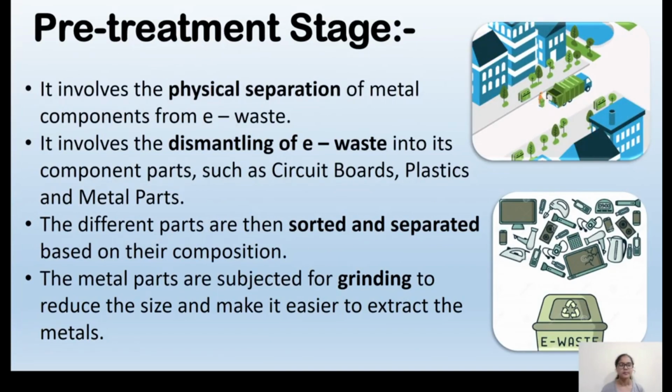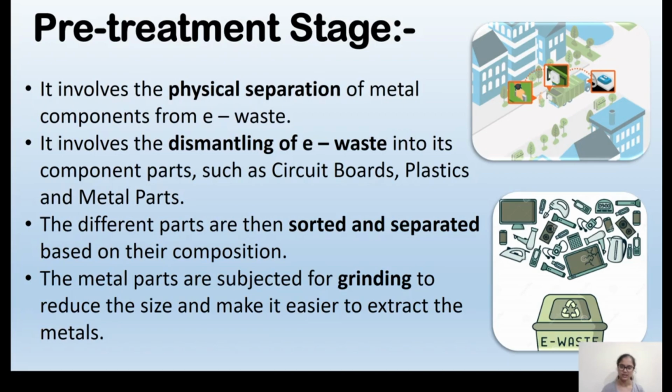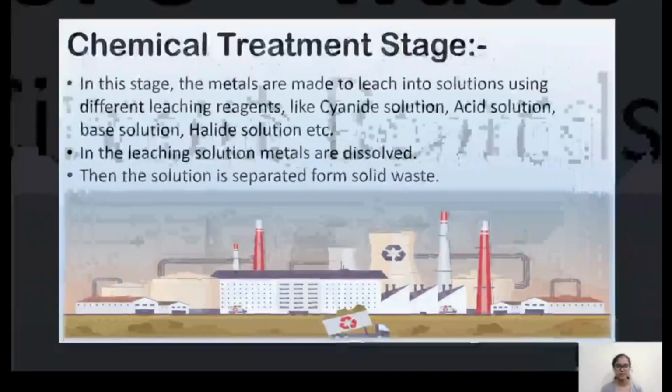Pre-treatment stage. It involves the physical separation of metal components from e-waste. It involves the dismantling of e-waste into its component parts such as circuit boards, plastics, and metal parts. The different parts are then sorted and separated based on their composition. The metal parts are subjected to grinding to reduce the size and make it easier to extract the metals.